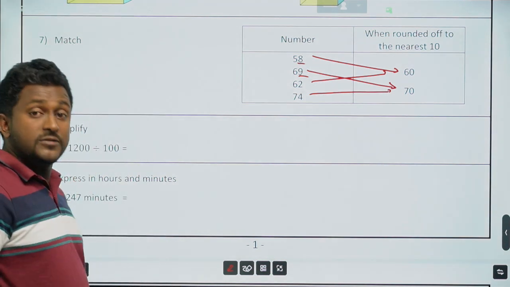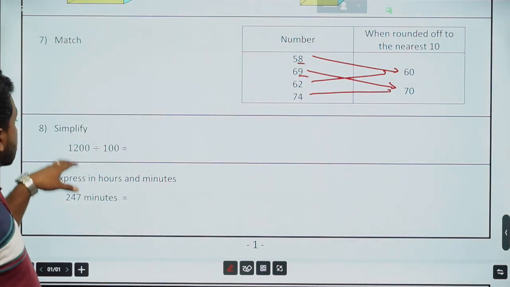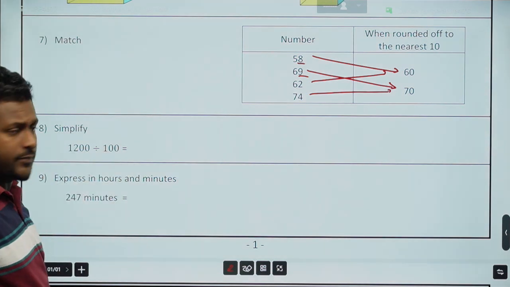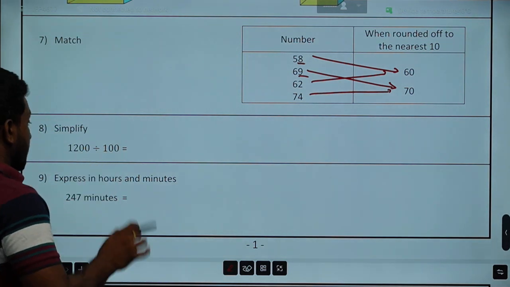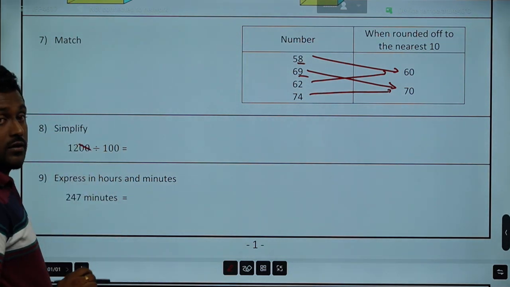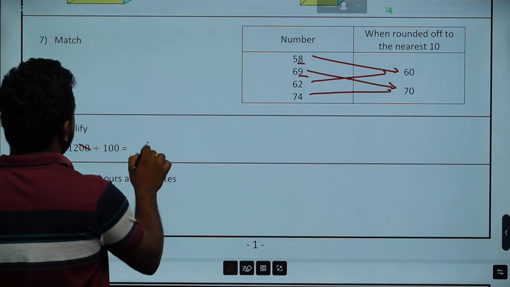Okay, next one. Simplify. We have to divide 1200 by 100. So what's happened? When we divide that number by 100, we can remove the last double zero. So the value is 12.